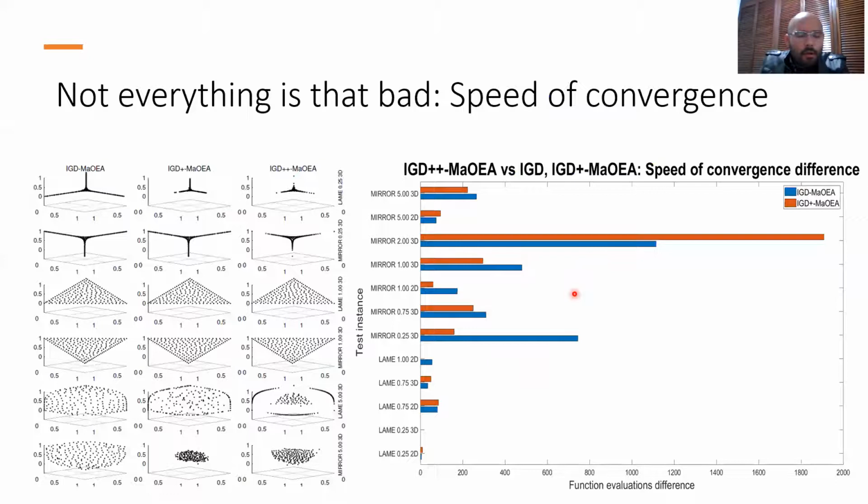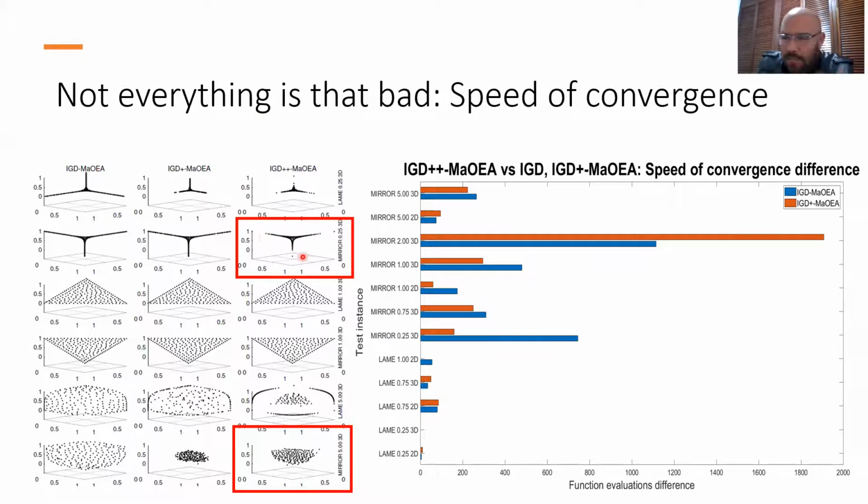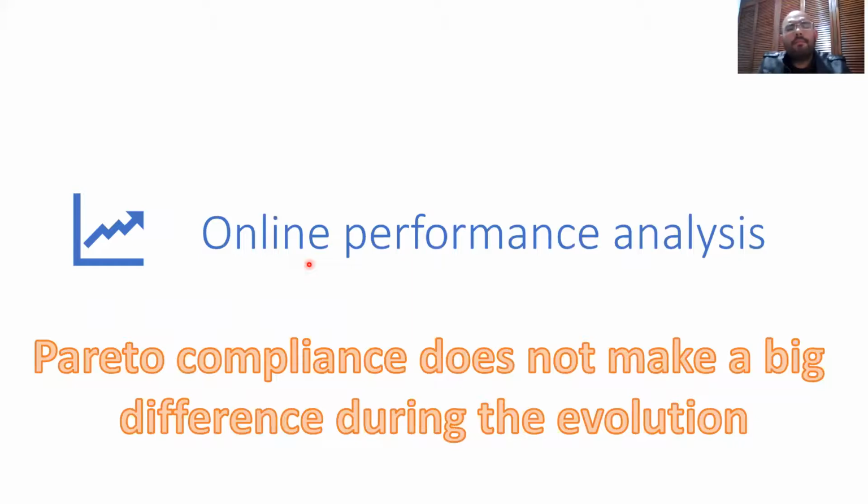But we can also see here that the difference is not that big, because the Pareto form approximations of IGD++ MOEA are not so good as we discussed previously. Okay, so based on the online performance analysis, we know that the Pareto compliance does not make a big difference during the evolutionary process, in contrast to the classical performance analysis, where the Pareto compliance is very good. But for the whole evolutionary process, the Pareto compliance is not that important.